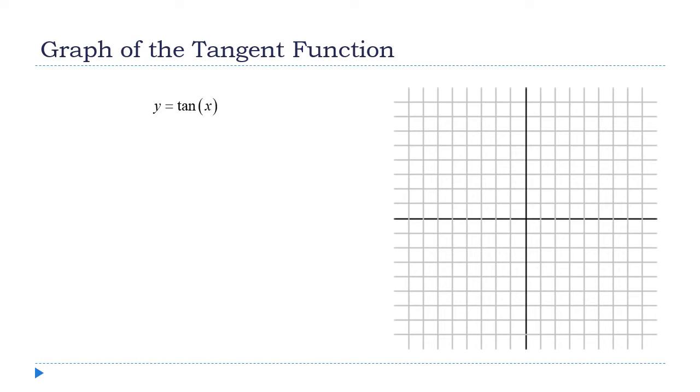So let's see what the tangent is going to look like. First, let's rewrite this. Let's make this y equals sine of x over cosine of x. All right, this is going to help point us in the right direction. It's going to help us get the key parts of the graph.